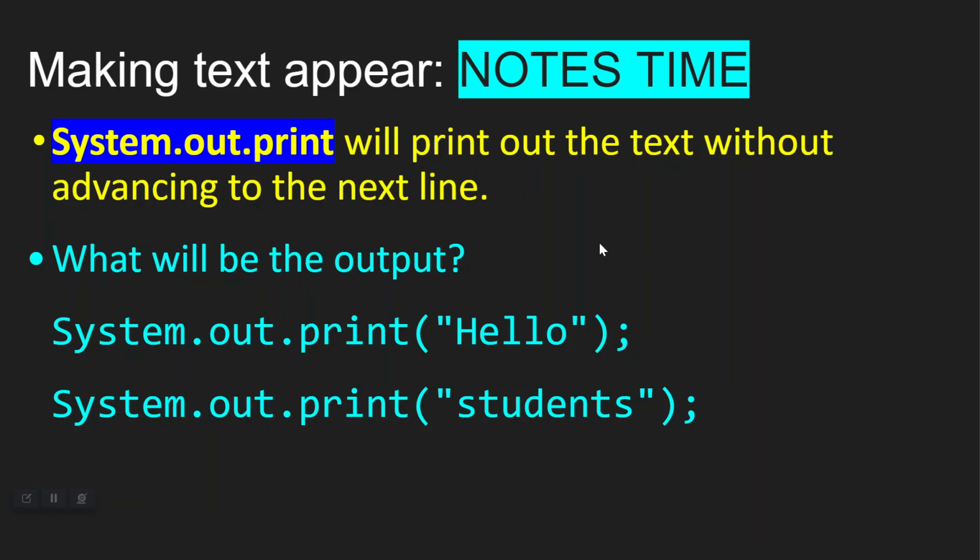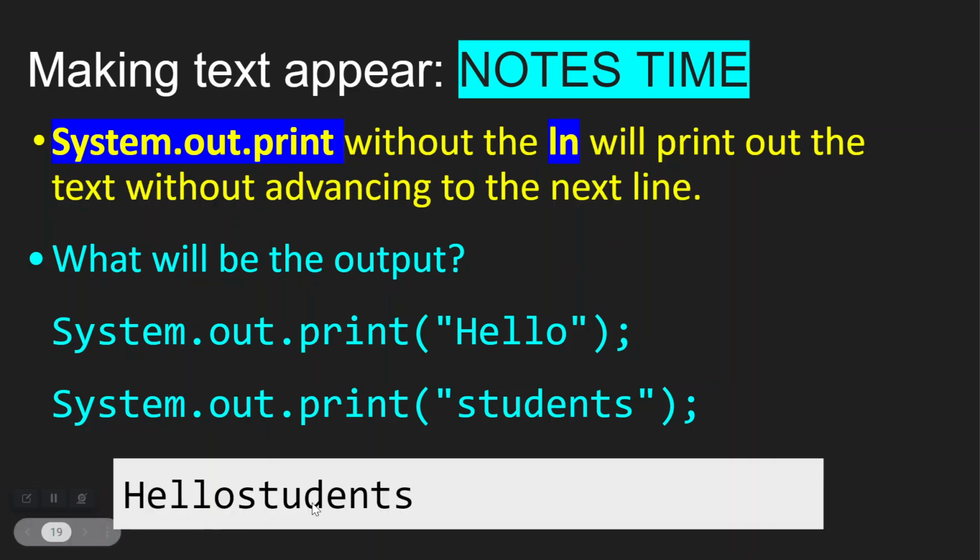And we're going to go ahead and see what that looks like. And this is what it's going to do. It's going to print hello, but because you just used a system.out.print statement without ln on it, it's going to just print the text without advancing to the next line. So it prints hello and then stops right here. And then when you get to your next one that says system.out.print students, it just continues to print from there. So you just get hello students. So that's what that looks like.